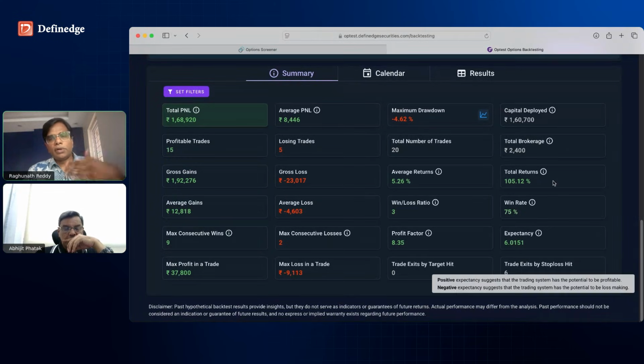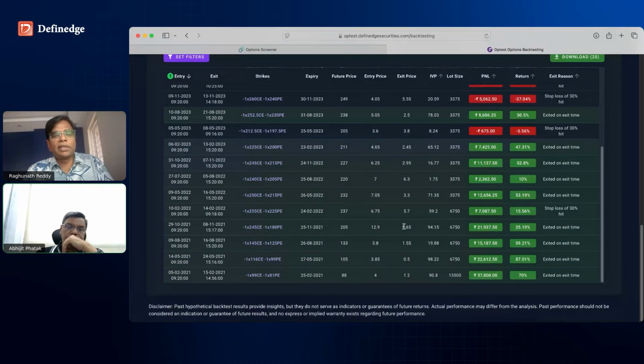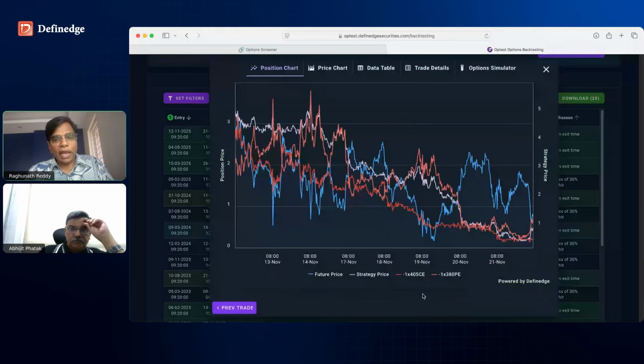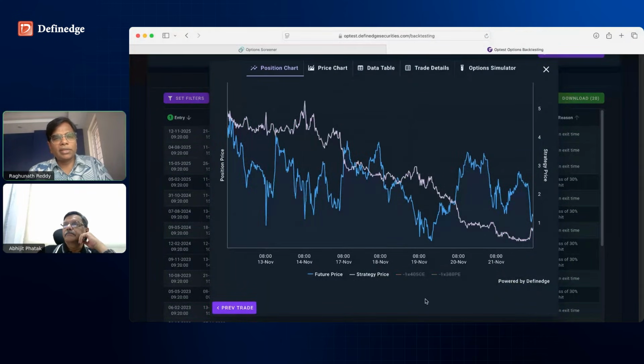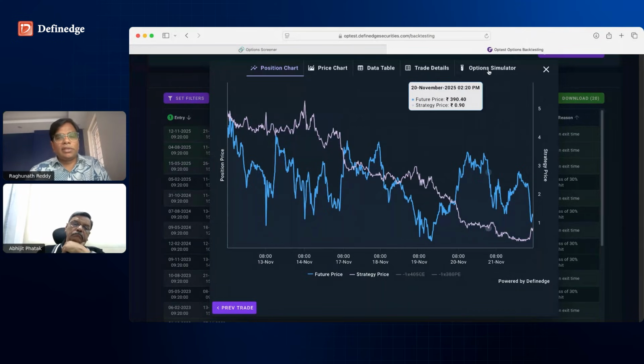And if you go to results, it will tell you all the results, each and every trade, how it has performed, which one has hit stop loss, which one were exited on time, and so on. You can click on that trade and track each individual option leg here. And what is the strategy? Here we have used a short strategy, I think a short strangle. The market trend was sideways and volatility came down, and therefore our strategy was profitable.